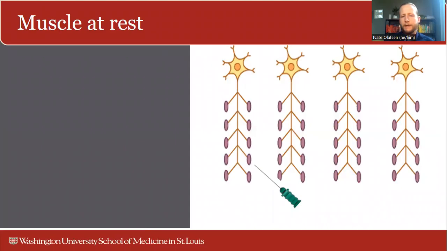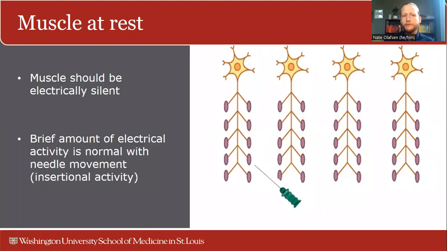When we assess the muscle at rest, the muscle should be effectively electrically silent with a brief amount of electrical activity when the needle is moved. This is called insertional activity. If there is more or less of that insertional activity, or if there's sustained activity, that may represent abnormality.